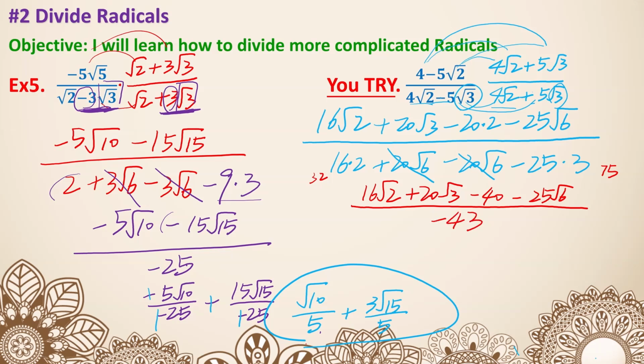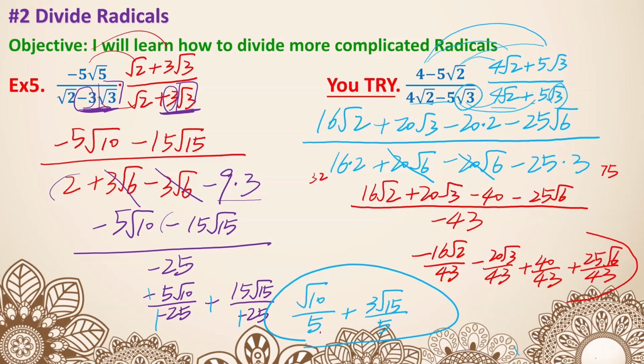Now we can choose to separate all the fractions. Negative 16 square root of 2 over 43 minus 20 square root of 3 over 43 plus 40 over 43. Lastly, plus 25 square root of 6 over 43. And that is our final answer for example 6. 2 more.